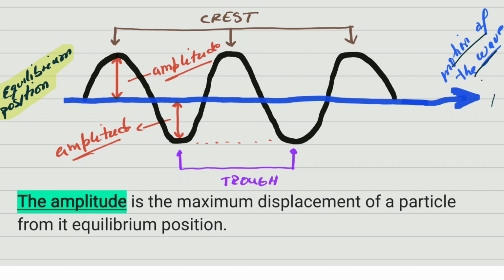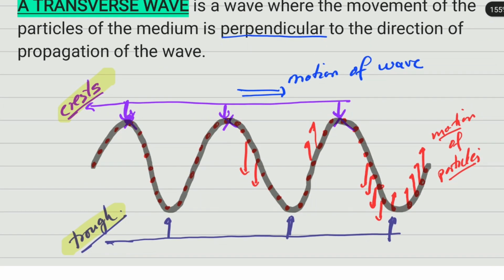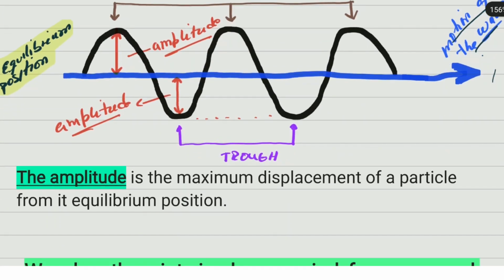Last time we spoke about some concepts of a transverse wave. We learned what a transverse wave is, but we also learned some definitions like crest, trough, amplitude. We learned about the position of equilibrium, or equilibrium position. Okay, so that was the last video basically.